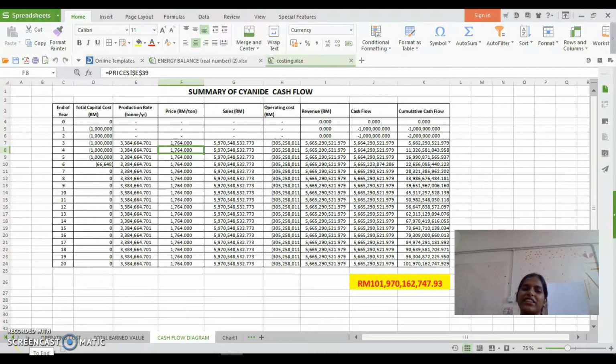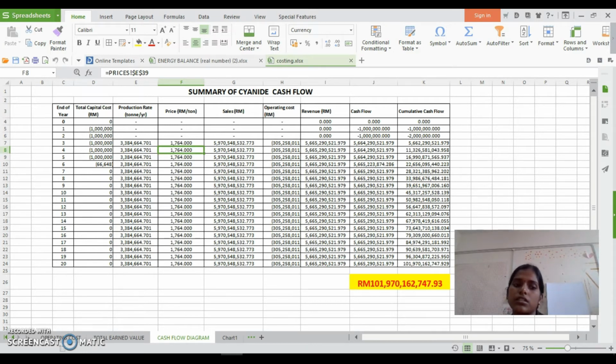Lastly, we shall carry on with the costing from the Cyanide company. This is the summary of Cyanide cash flow. Our total capital cost consists of ISBL, OSBL, contingency costs, as well as engineering and construction costs. That would sum up around 5 million plus. And we produce around 3,384 tons of raw sugar per year. From literature review, we got the price of the raw sugar is 1,764 per ton, and our sales we got from production rate multiplying with the price that we got from literature review.